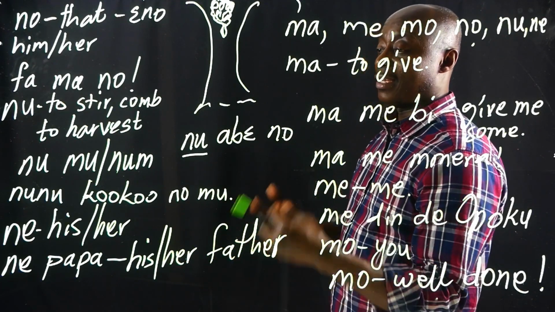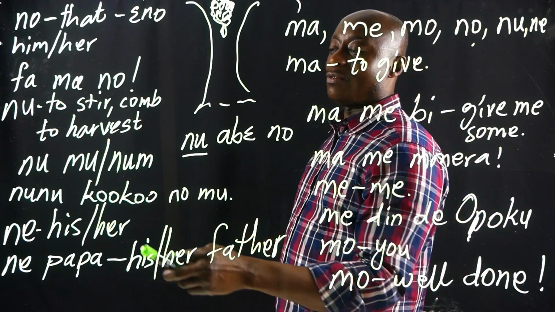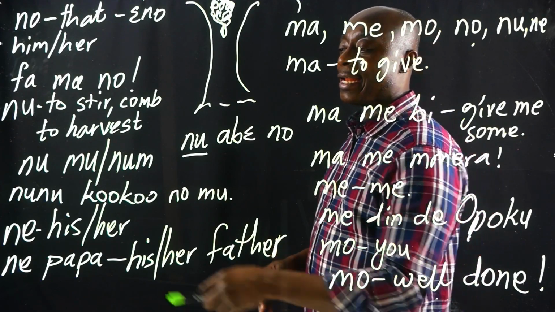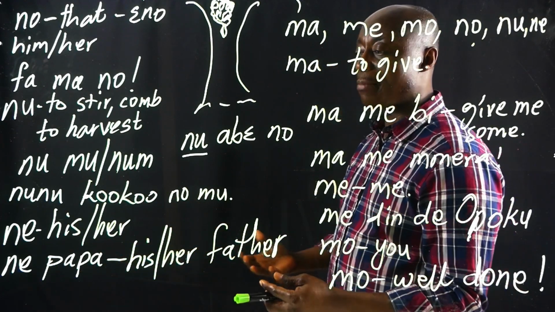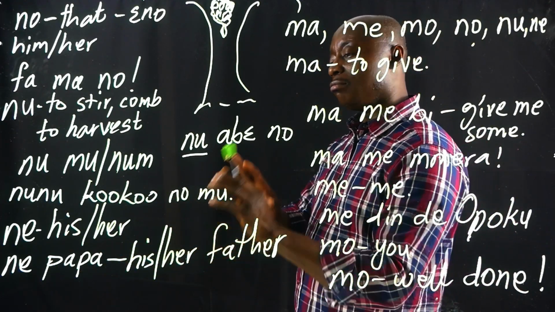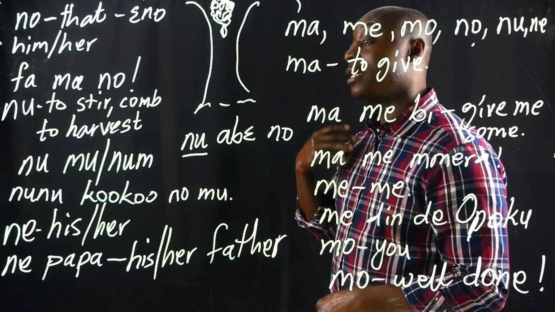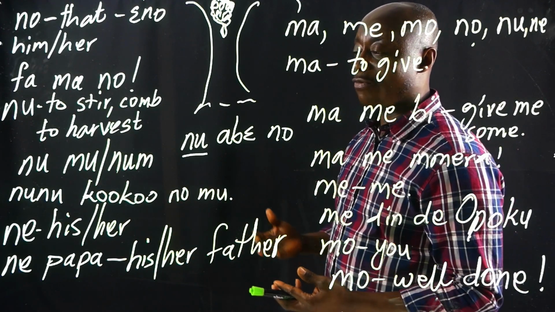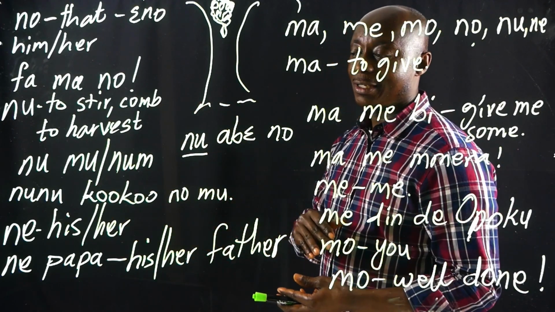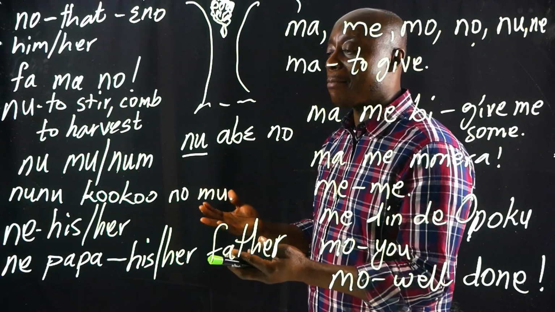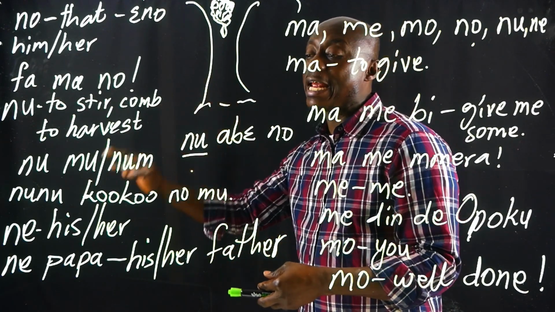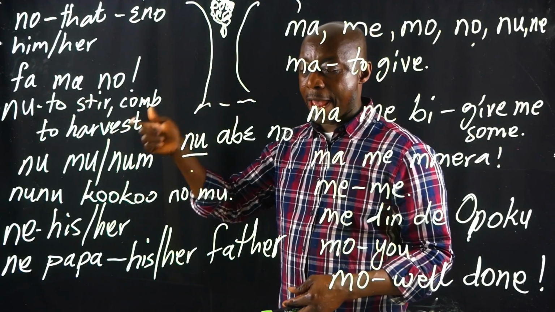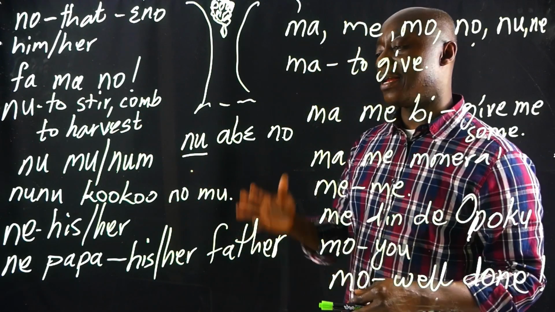In Twi, it's not like English that we say his, which means masculine, and then her, which means feminine. In Twi, we have just one word. And if I say Ama, Ama is a name of a girl. So if we are talking about Ama, and then I say ne papa, then you know the ne refers to what? Her. So her father, ne papa.